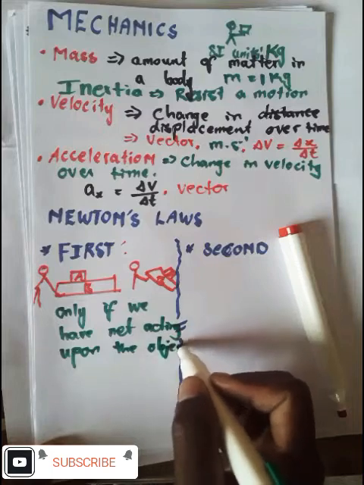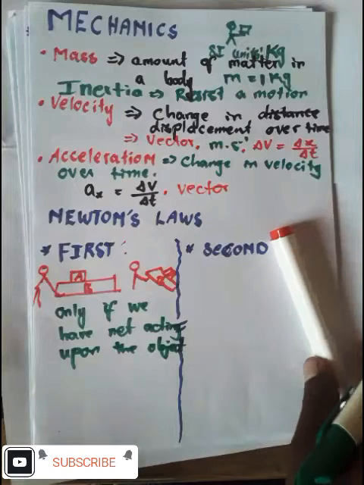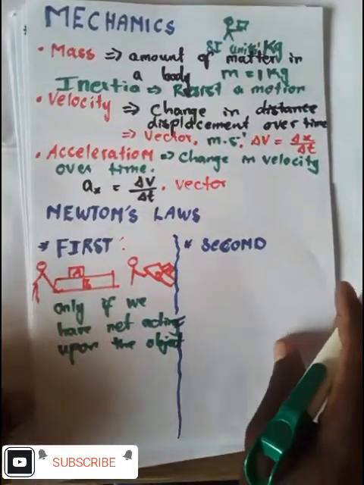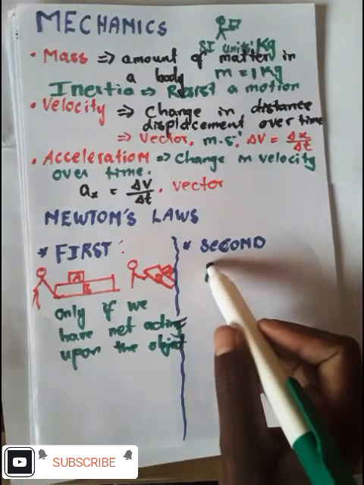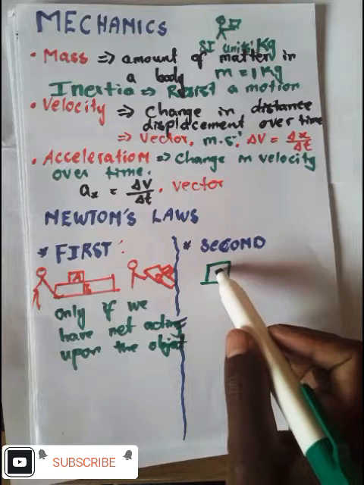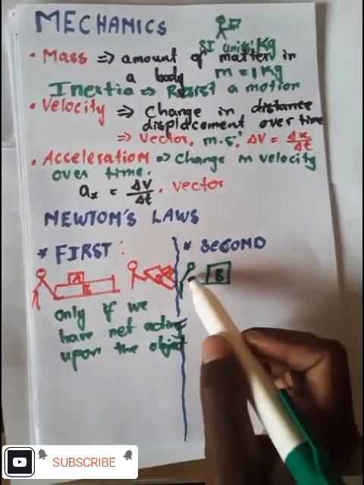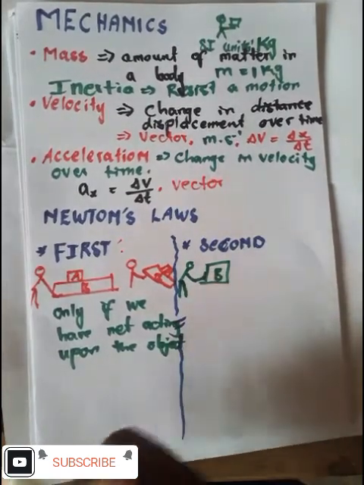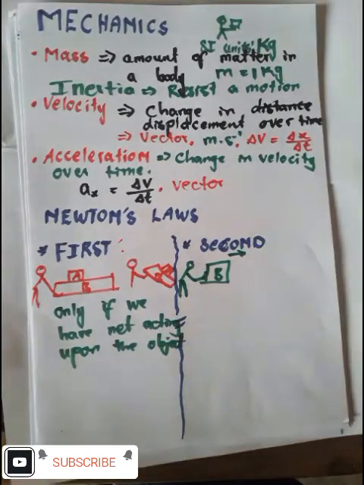So Newton's first law, actually here we're just doing a revision. We're not going to state these laws. You already know them. So here we're going to the second law. The second law states that if you have an object, let's say this is object B, and you're pushing this object in this direction, the object will move in that direction.